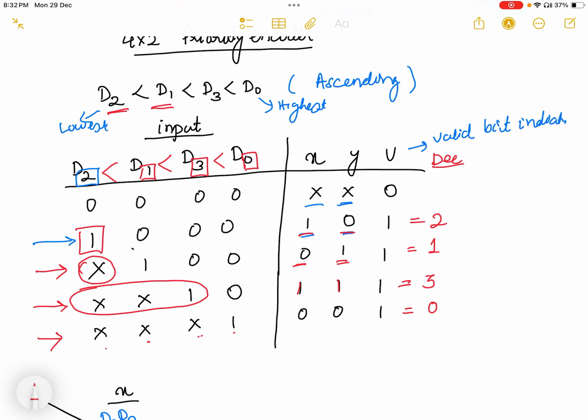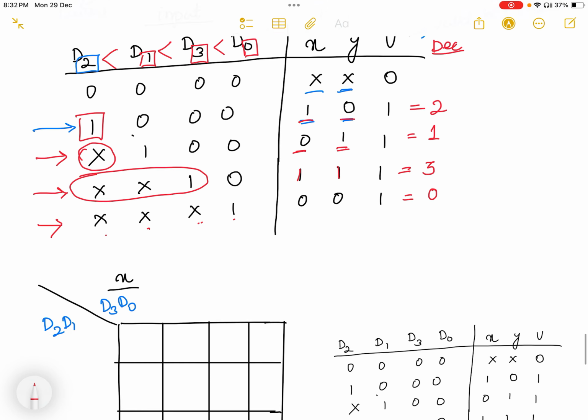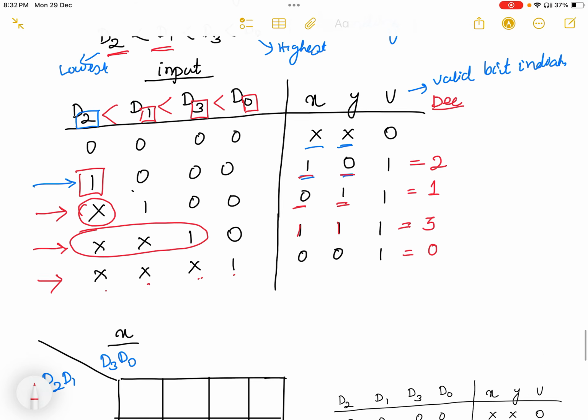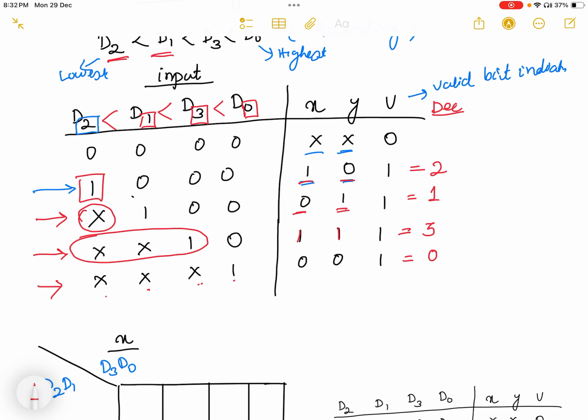So once this table is made, we'll go on to find the output versus input relationship. You can see here we have three outputs basically, X, Y and V, and we have four inputs, D2, D1, D3, D0.